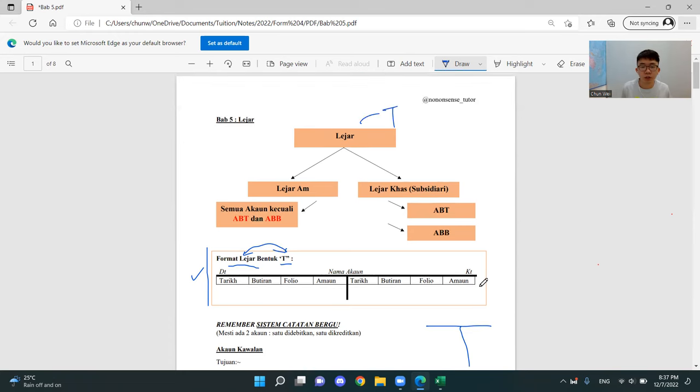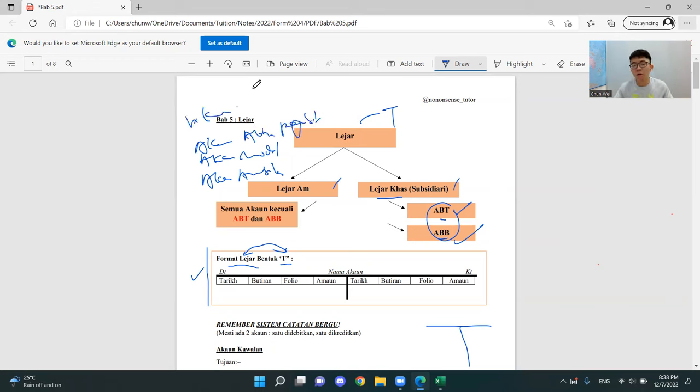All right, so here you've got Lejar AM and Lejar HAS, and this is not very important. Right now you can see that Lejar has means all the ABT and ABB, account belum terima and account belum bayar. Other than these two things, the rest are in Lejar AM. Like what? Like account modal, account ambilan, account alatan pejabat, all the accounts that you can think of. Except for ABT and ABB, they are all considered under Lejar AM.